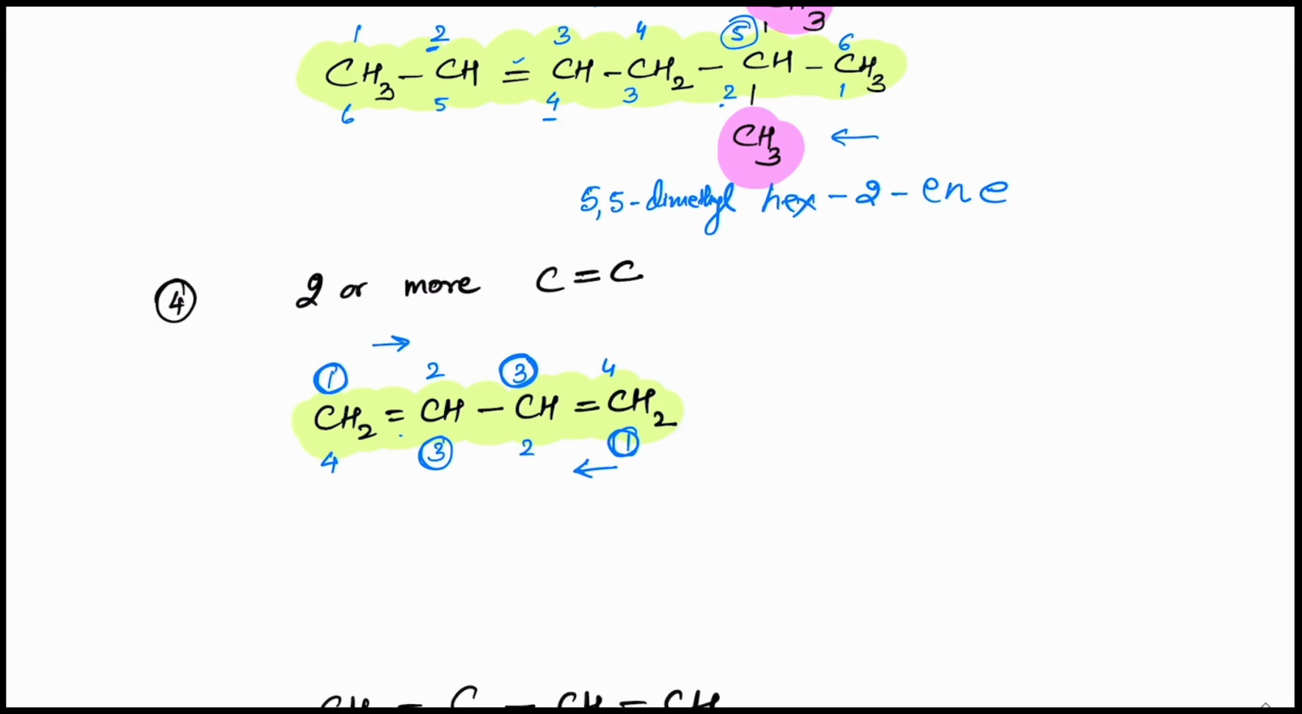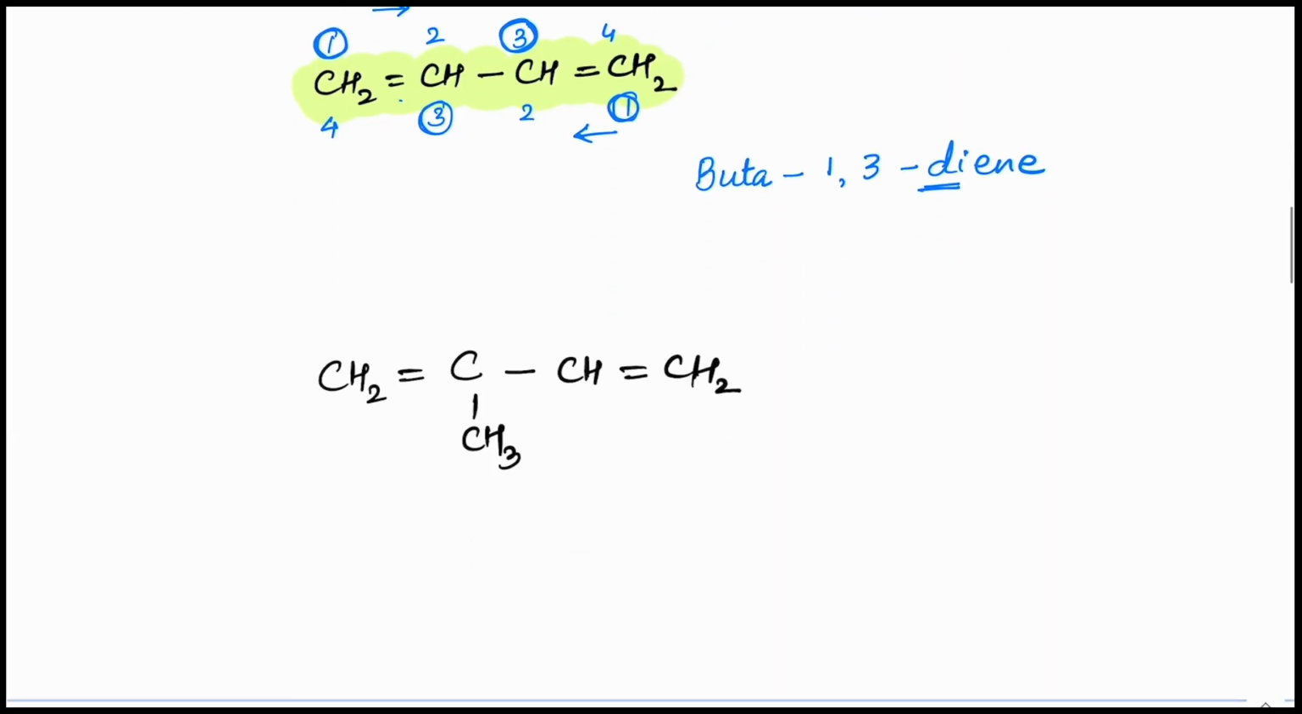Now the length of the parent chain is 4 carbon atoms, so we can write but, some people write buta. Okay, then we have 2 double bonds. One is at carbon atom 1 and the other one is at carbon atom 3. So buta-1,3-diene, because there are 2 double bonds. So this is the name of this compound.